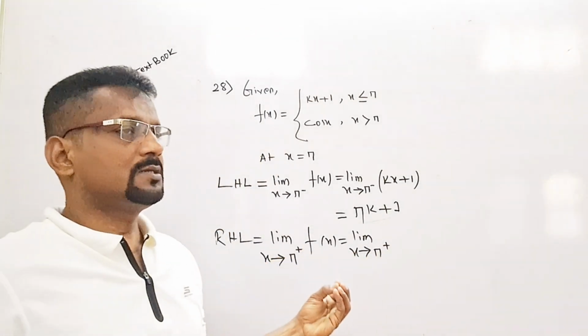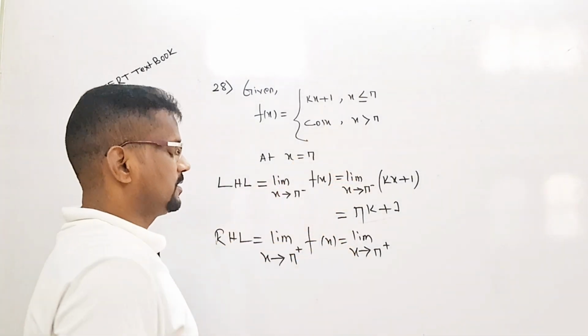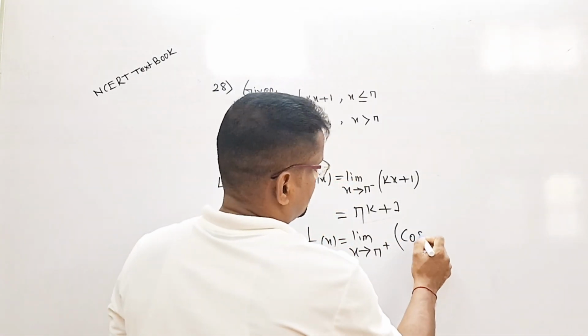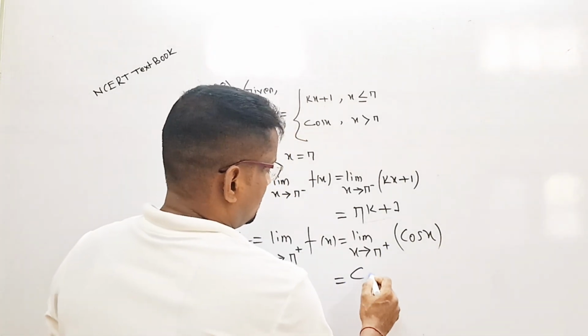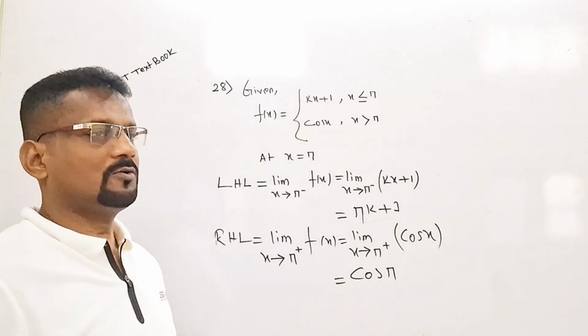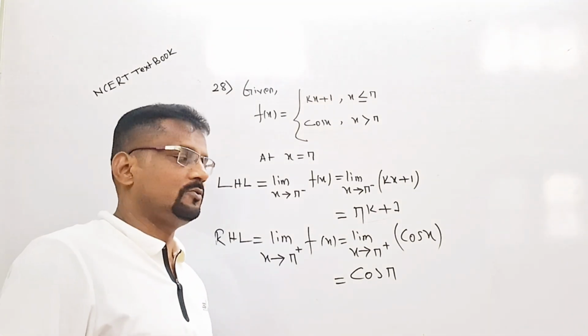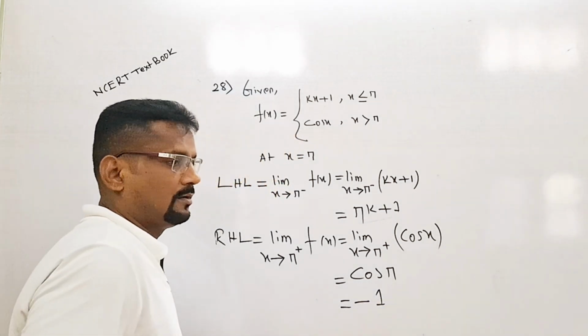Pi positive means x is greater than pi. So when x is greater than pi, the function takes the value cos x. Now put the limit: cos of pi. Now cos of pi is what? Cos of pi is negative 1. That should be known to you, in class 11 we have discussed it. So it is negative 1.